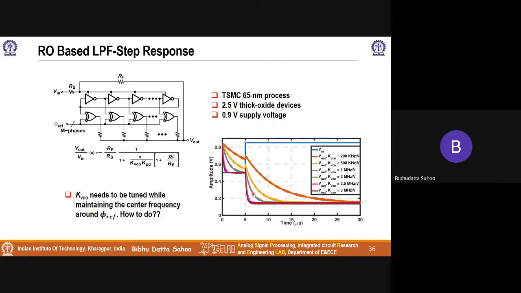Now, in order to implement this, for the low pass filter, if I give a step response over here, then the output should reduce. If I give a step, we get this output depending on how I vary the KVCO. Okay. If I want various time constants, I have to vary the KVCO. Why do we vary the KVCO? Because we don't want to vary RF and RS, because these are fixed and it is very difficult to vary them. But I can vary the KVCO of the circuit in a digital manner.